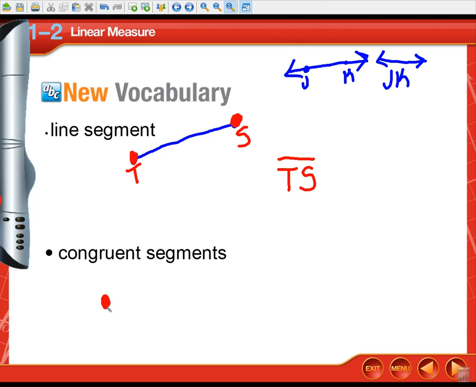Congruent segments. Congruent segments are exactly what they sound like. Those are two segments that have the same length. So let's say that both of these segments here had a length of 4 centimeters. Well, that would mean that these are two congruent segments, okay?